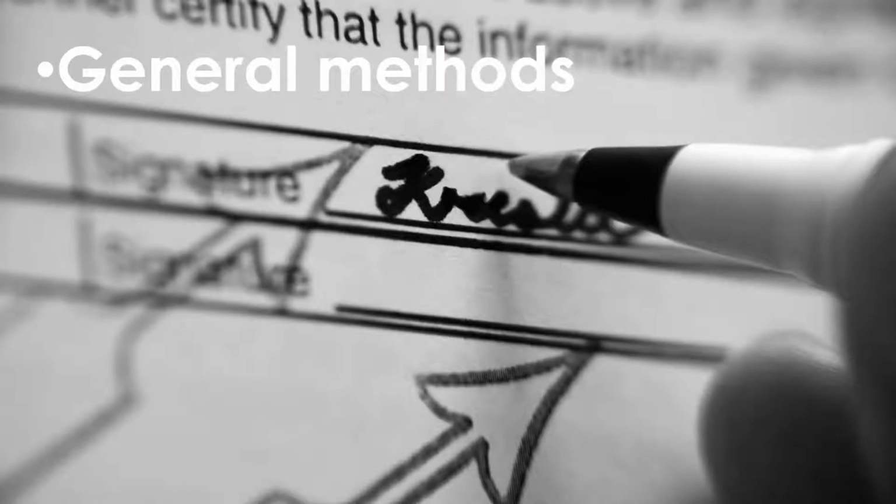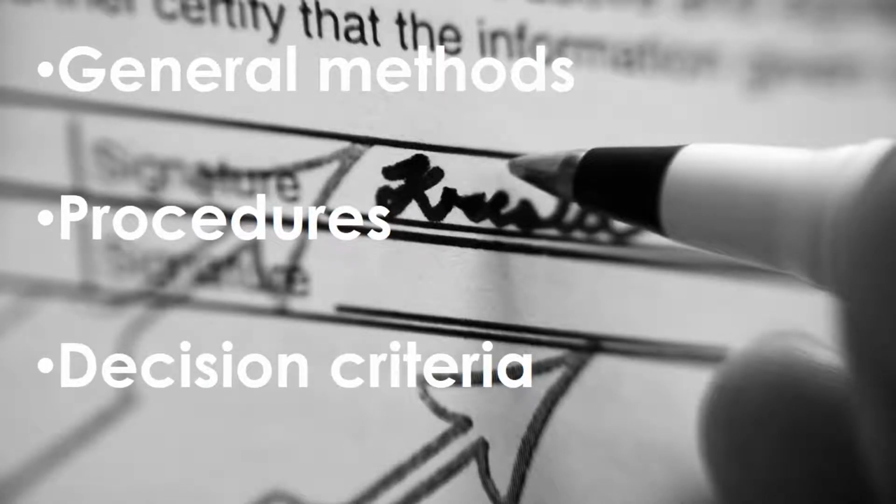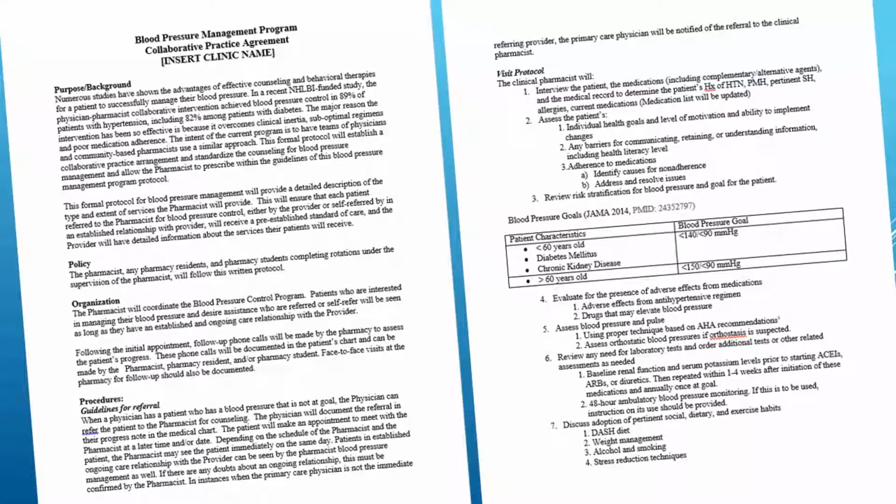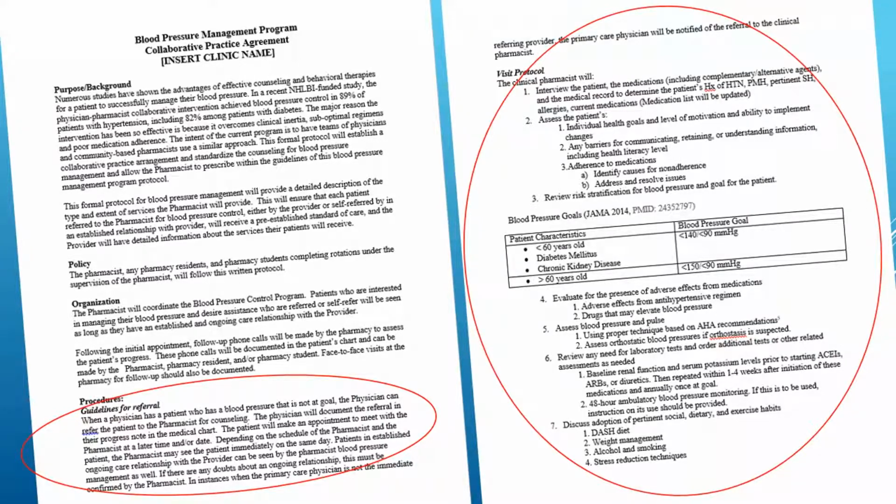Each CPA and update must be signed and dated by each physician and each pharmacist, and must include a statement of the general methods, procedures, and decision criteria that the pharmacist is to follow. The methods and general structure in HealthICT's example hypertension CPA are outlined through a policy statement and a statement of organization. Procedures that the pharmacist is to follow to document the decisions made are divided into guidelines for who should be referred into the CPA and how visits with the pharmacist should be conducted.